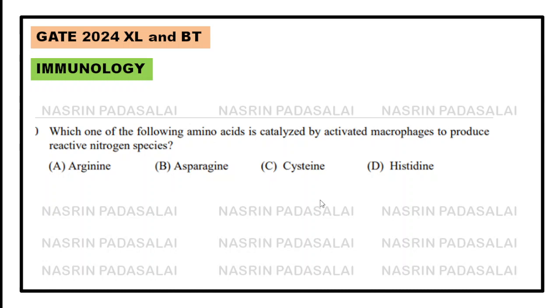Next, which one of the following amino acids is catalyzed by activated macrophages to produce reactive nitrogen species? The correct answer is arginine. Don't confuse arginine with asparagine. Arginine is involved in producing reactive nitrogen species like nitrogen dioxide, nitric oxide, nitrous oxide, all those things. Those come under reactive nitrogen species. They are involved in antimicrobial activity.